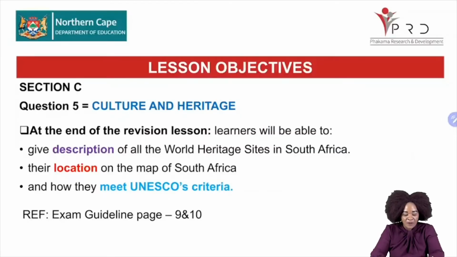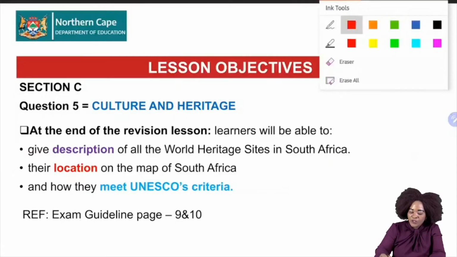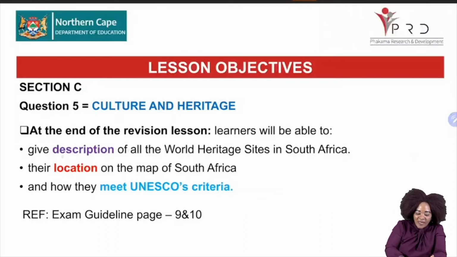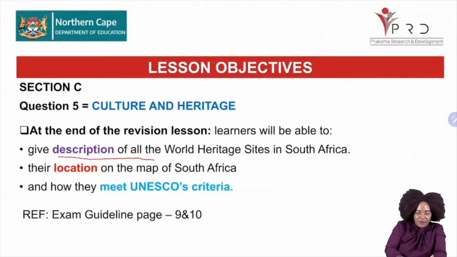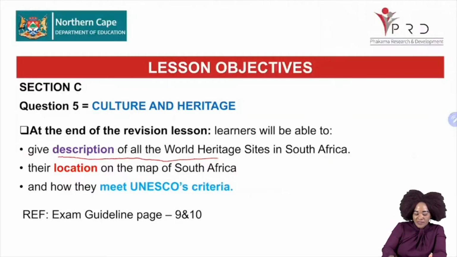In section C, what you need to know at the end of the lesson is that you will be able to give a description of all the World Heritage Sites. So meaning that when we're talking culture and heritage, we're talking all the World Heritage Sites that you have done in class that are in South Africa. So you must be able to describe all of them. You will remember, grade 12 learners, that we did 10 World Heritage Sites, but we have 2 new World Heritage Sites, but we're still on the 10 World Heritage Sites in South Africa.